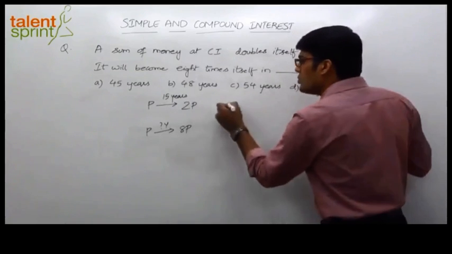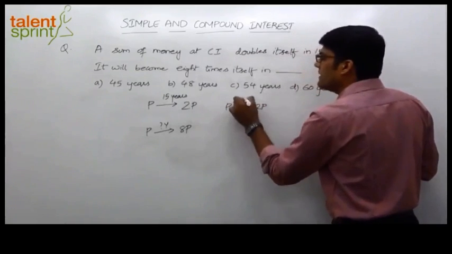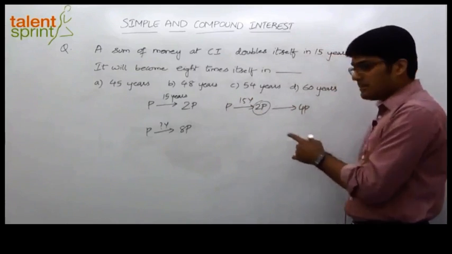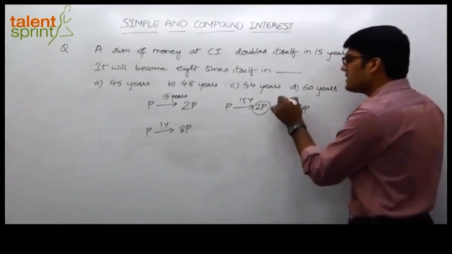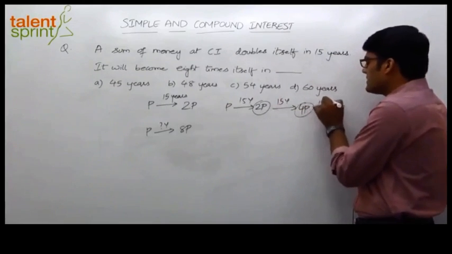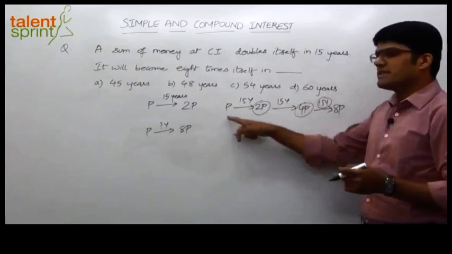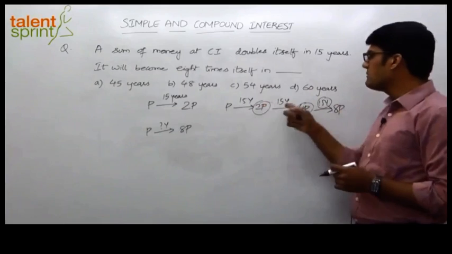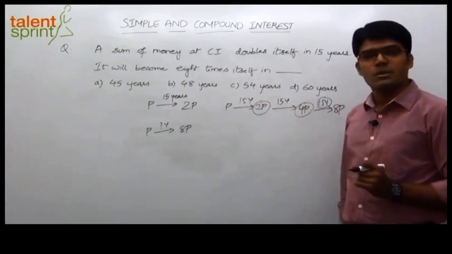So P becomes 2P in 15 years. Again this 2P becomes 4P, which doubles in how many years? 15 years. This 4P doubles and becomes 8P in how many years? 15 years. So P becomes 2P, 2P becomes 4P, 4P becomes 8P: 15, 15, 15, 45 years. Option A is your answer.